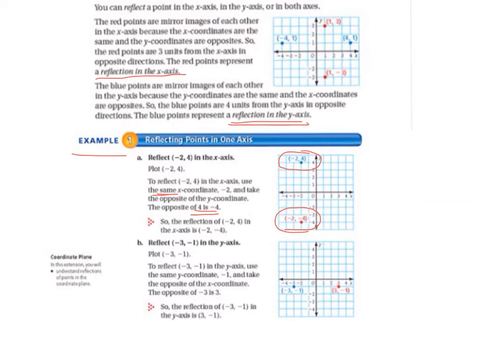When we look at letter B, we're reflecting -3, -1 in the y-axis. So again, we plot -3, -1. And to reflect it, the y-axis is acting as the mirror, so we use the same y-coordinate. So our -1 stays the same, and we take the opposite of the x-coordinate. The opposite of -3 is 3, so the reflection of -3, -1 in the y-axis is +3, -1.